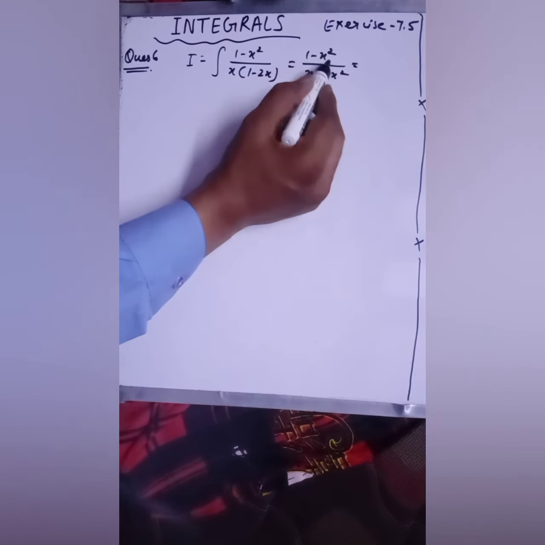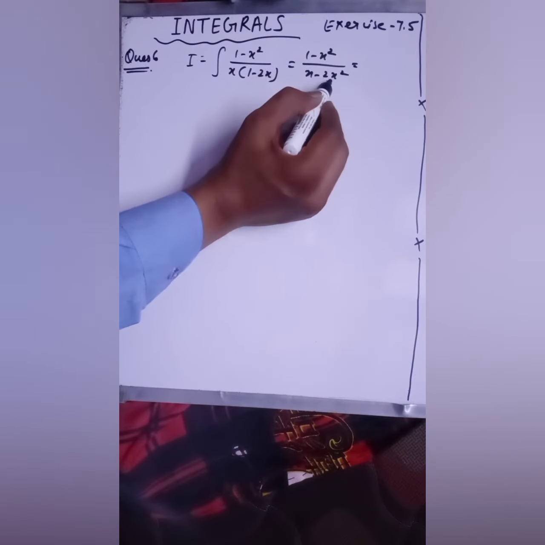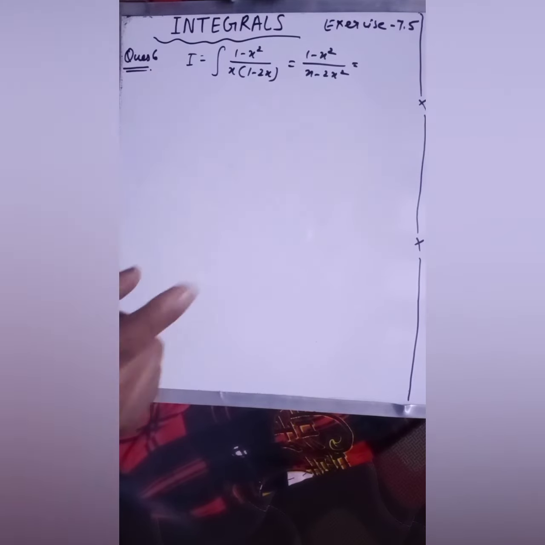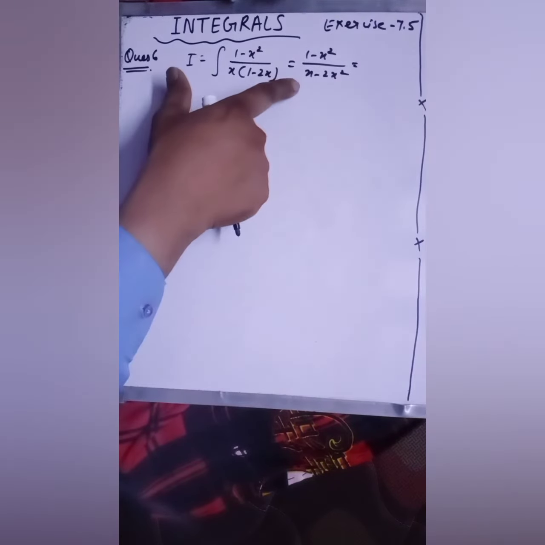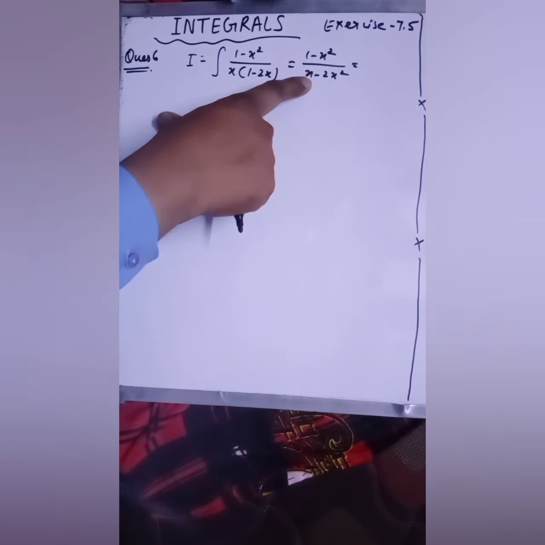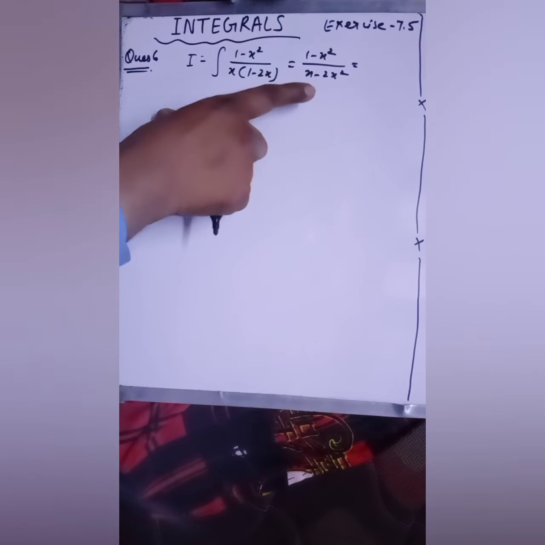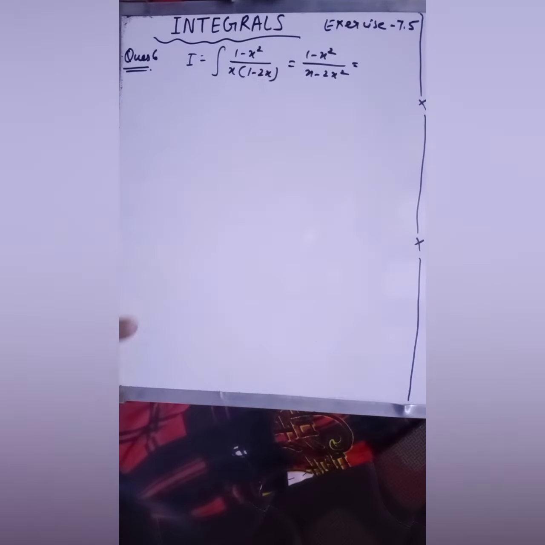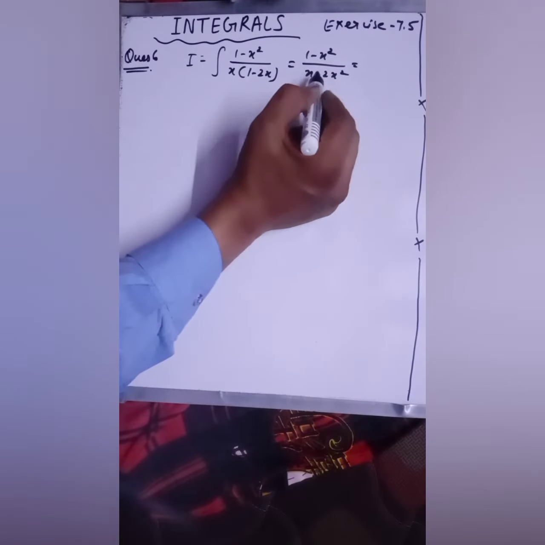So here the degree of numerator and denominator is the same. So I have told you that this is not a proper fraction. The degree of the denominator should be more than the degree of the numerator, then it is known as a proper fraction. So here it is not. So what you will do, you will divide these two.